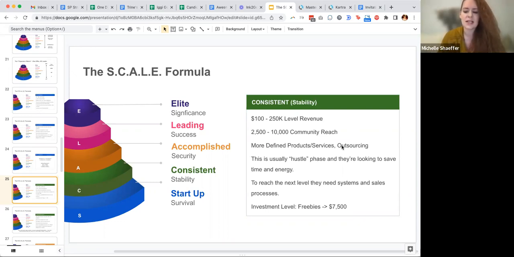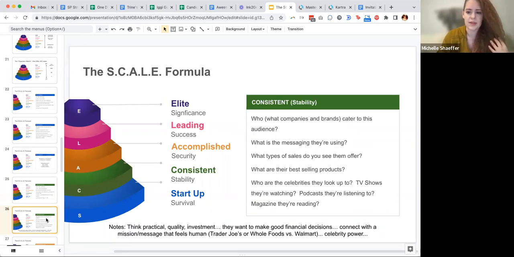All right. To reach the next level from here, they need systems and sales process. And if you're selling to this level, you could pretty easily sell anything from free to 7,500. Right, so think about where your offers are at and where they fit in here. Let's go a little bit deeper with this one. Again, you want to ask yourself the same questions.